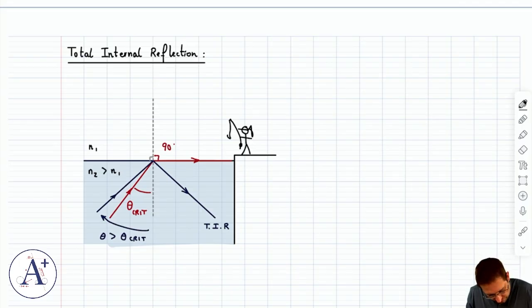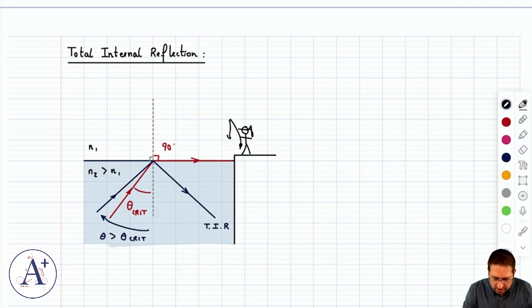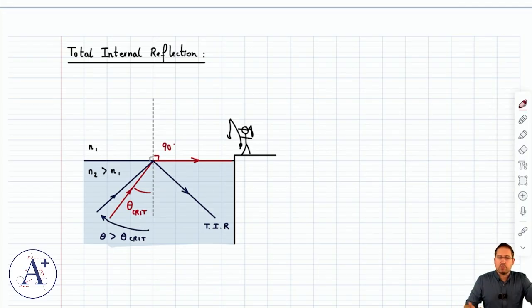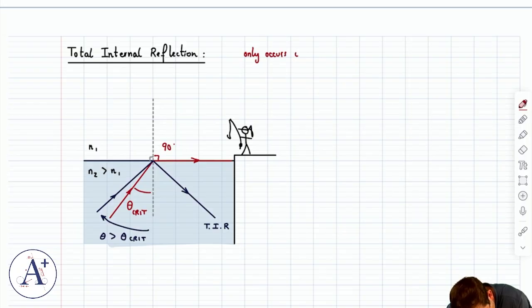Whereas if the fish were swimming somewhere down here, then light would do this and would bend away and you would see something like that probably. So it's an interesting property. It's something to keep in mind, and you want to be able to find theta critical. But this only happens if you go from n2 greater than n1 to n1, that is smaller. So it only occurs when light goes from high n to low n.